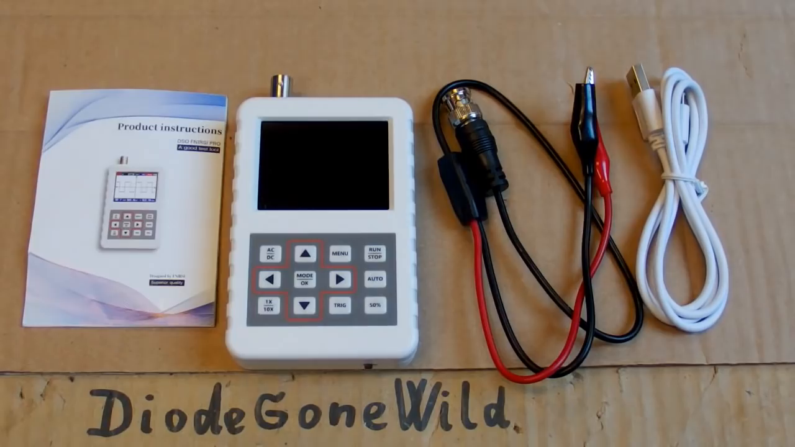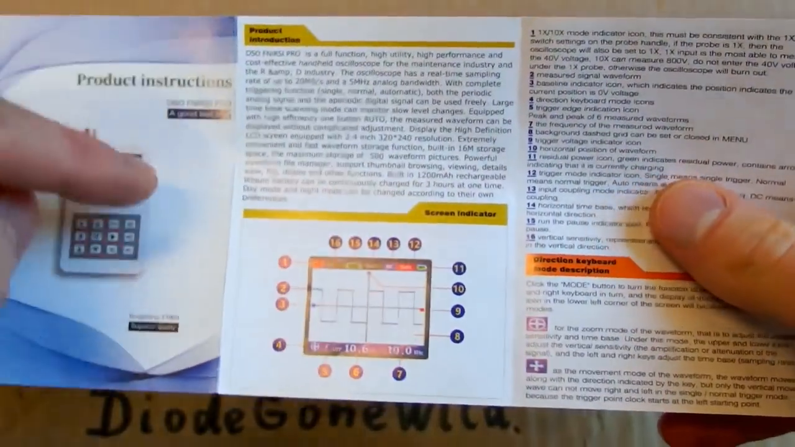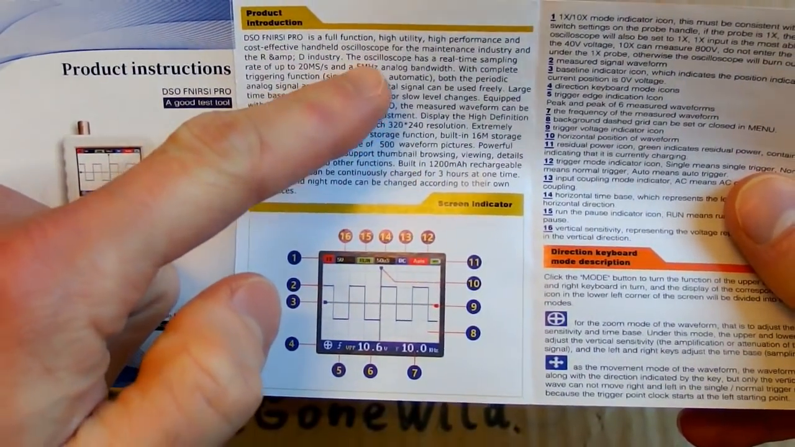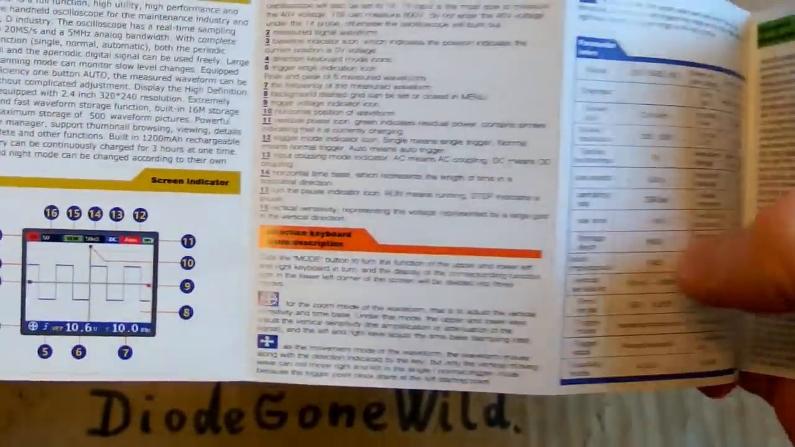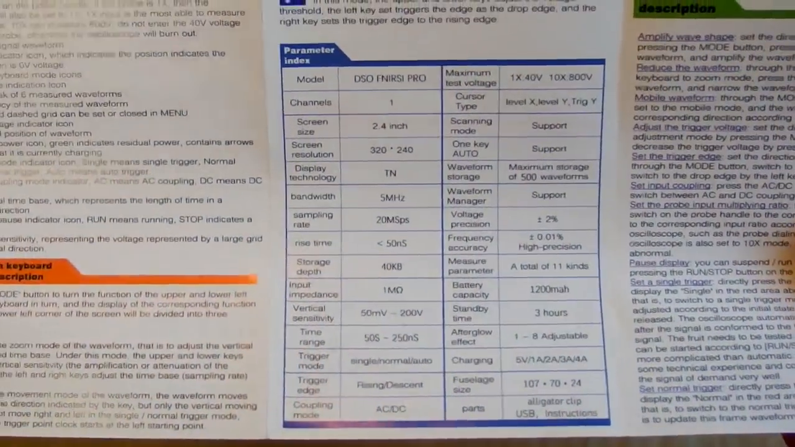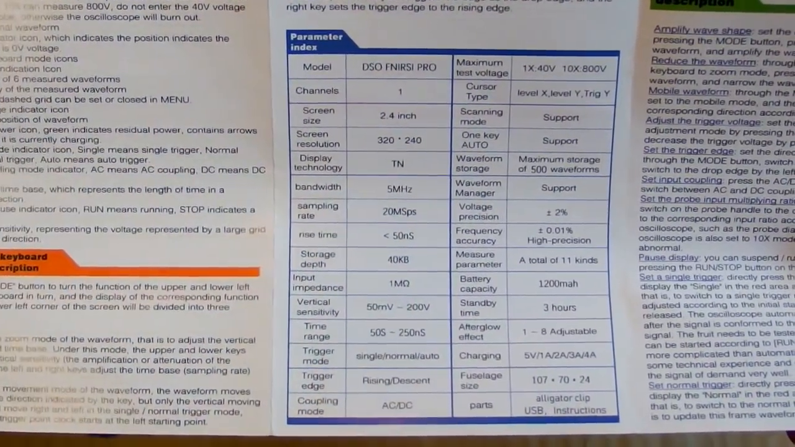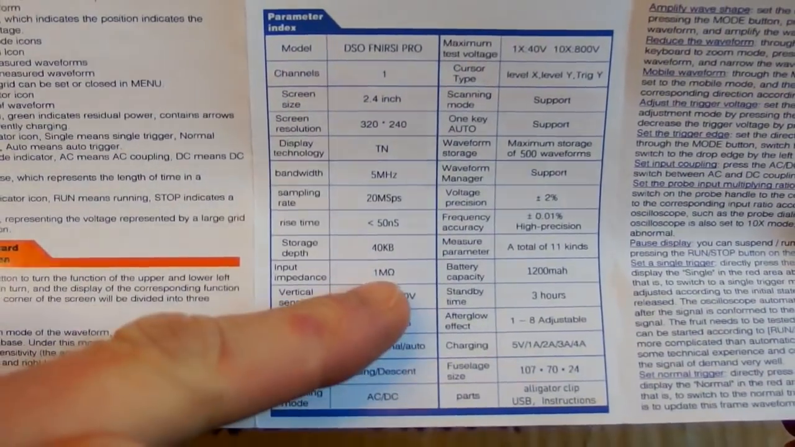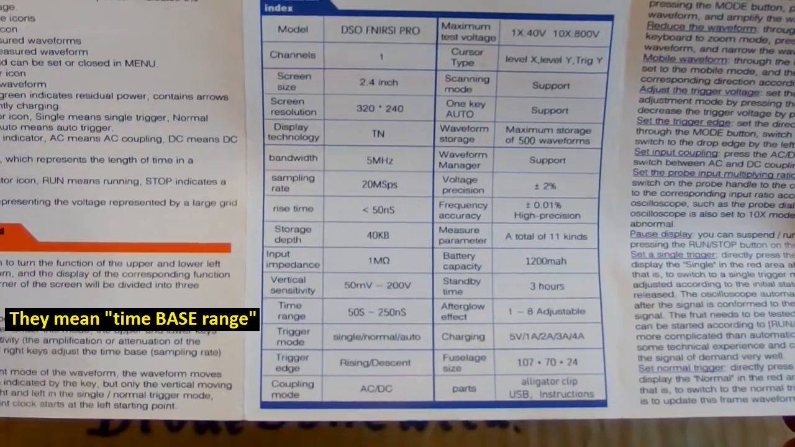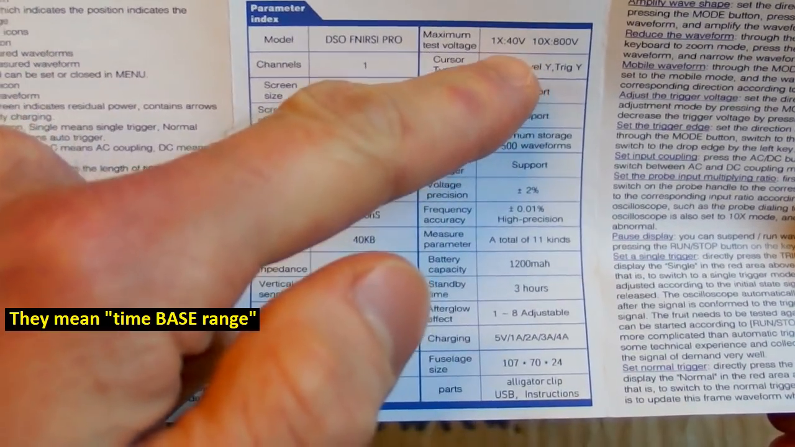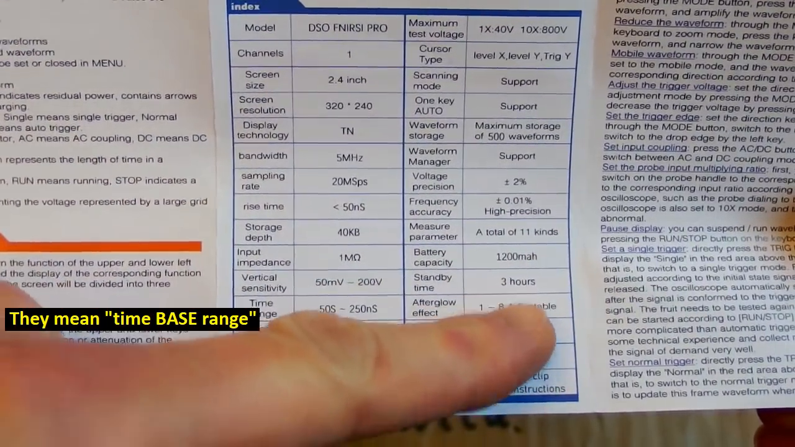But I think I can use my probe from my analog oscilloscope with this one, even though the voltage scale may be wrong. And here's the manual for it, which is kind of Chinglish, but you can still get the meaning. The bandwidth is 5 MHz, 20 megasamples per second. Some description of the controls and some parameters of it. Again, the bandwidth, sampling rate, rise time, the input impedance, time range, vertical sensitivity, maximum voltage with times one probe, it's 40 volts, the capacity of the battery, operation time.